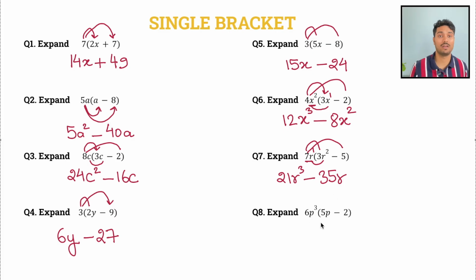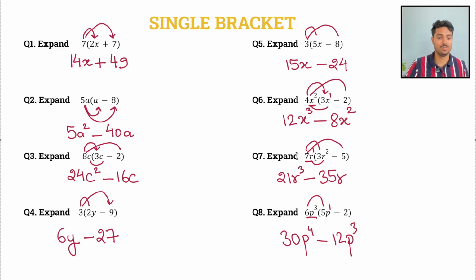Let's check question number 8. 6p cube multiplied by 5p. So 6 into 5, 30. p cube multiplied by p raised to 1. Powers again add, so p raised to 4. And again plus minus minus for the second term. So minus 6 2s are 12. p cube we will write as it is. So that's the answer.